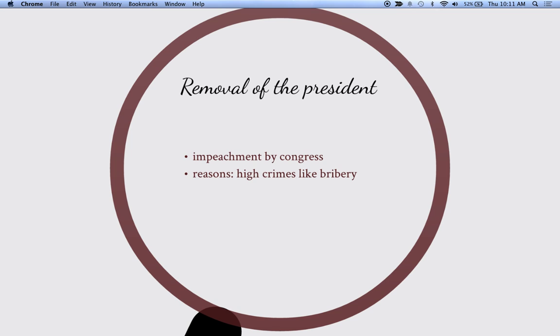Removal of the president. Yes, ladies and gentlemen, you can remove the president. It's called impeachment. The Congress has to accuse the president of high crimes, things like bribery, some pretty underhanded stuff, and ultimately they can vote to impeach the president. It's not an easy thing to do, but nonetheless, it is a possibility of things they have.